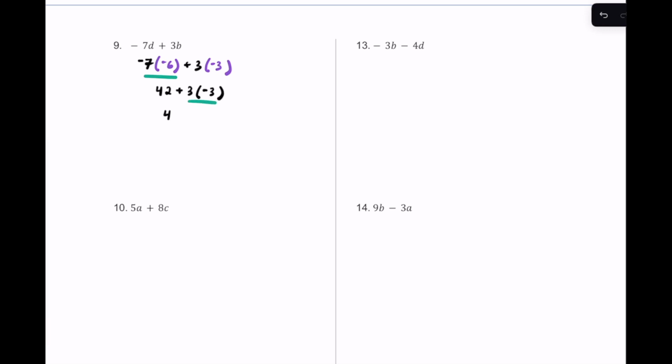So we're going to have 42 plus a negative 9. Or you can think about this as 42 minus 9 if you would like to. And 42 minus 9 is going to be 33. Let's take a look at number 10.